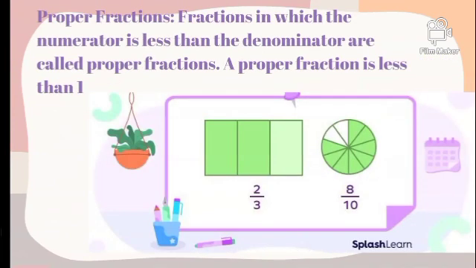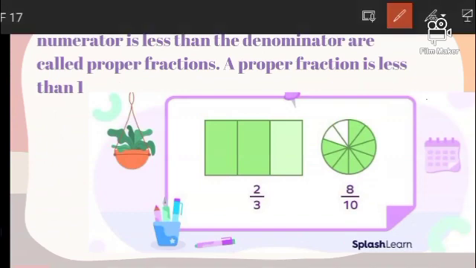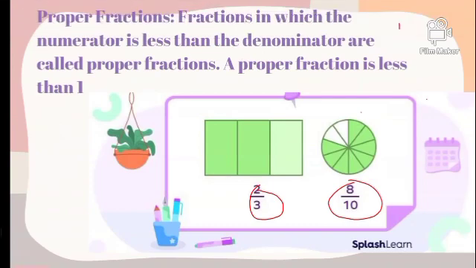Now, proper fraction is another type of fraction. In this fraction, the numerator is less than the denominator. So a proper fraction is one in which the numerator is less than the denominator, and it is usually less than 1. You can see here, we have 2 over 3, 8 over 10. 8 is less than 10, 2 is less than 3. So this fraction is called a proper fraction.